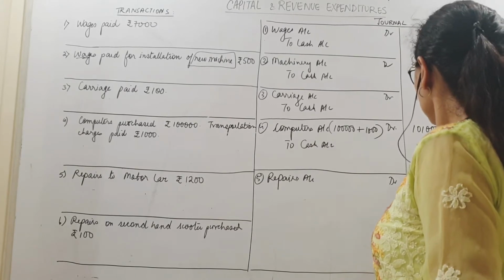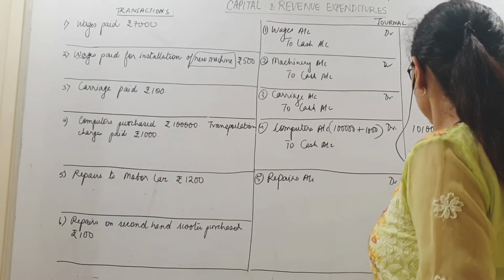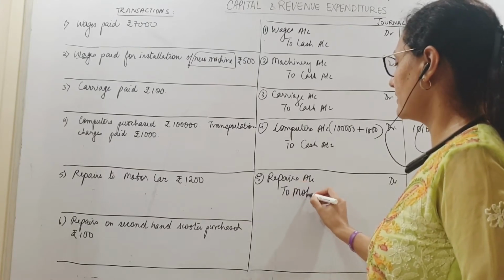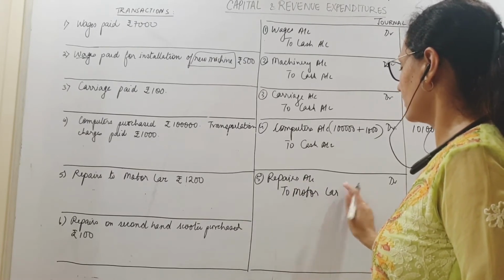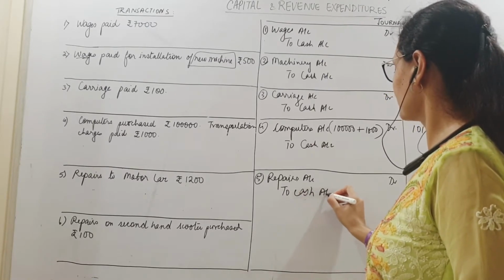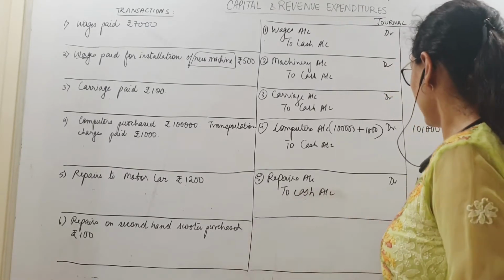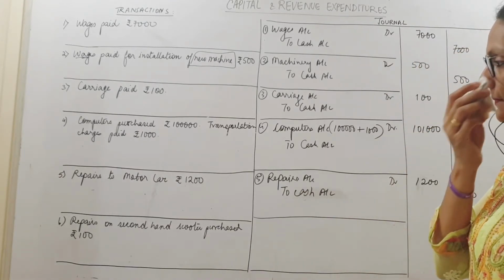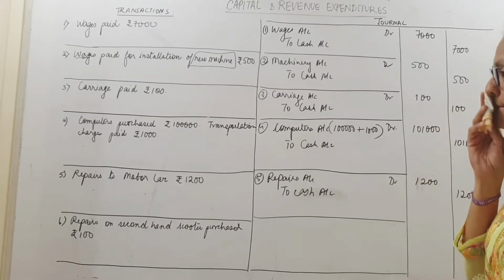1200 rupees. Okay. So 1200 rupees I have paid for repairs, which is a recurring expenditure. To cash account. So repairs to cash account. So here motor car account will not appear.